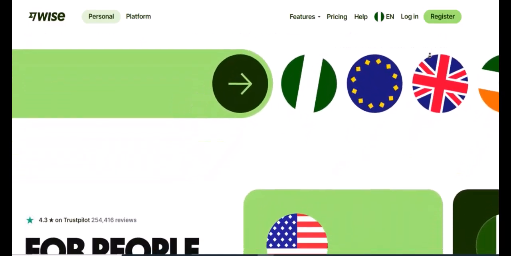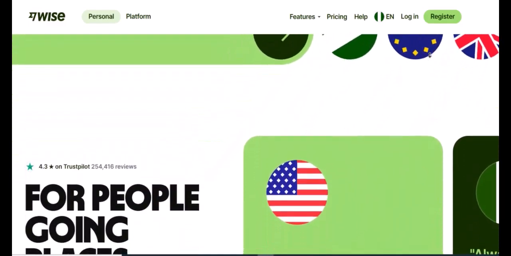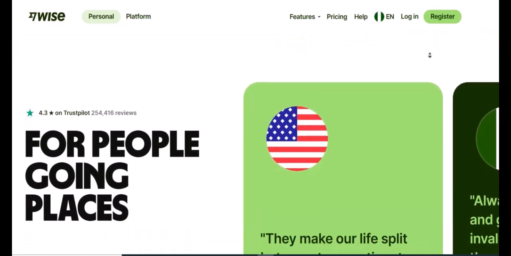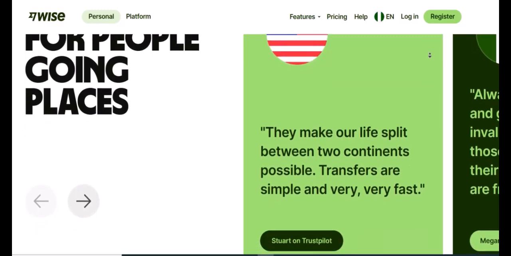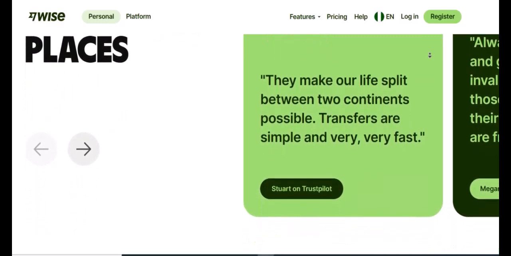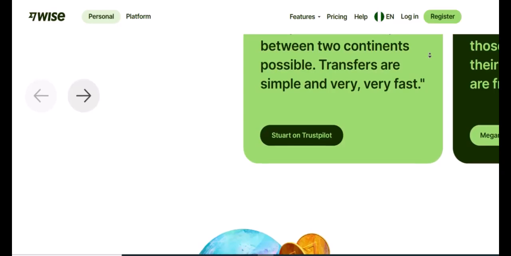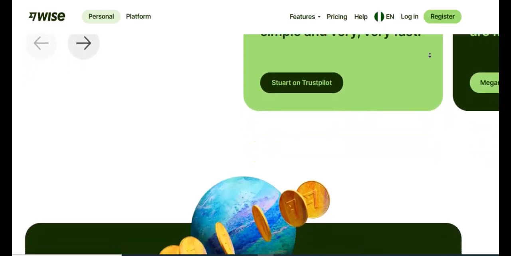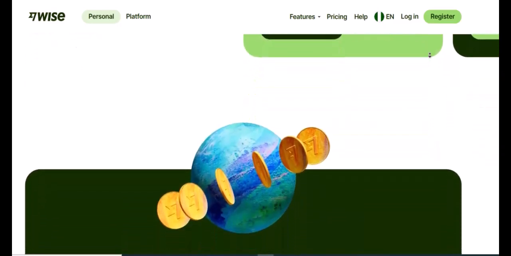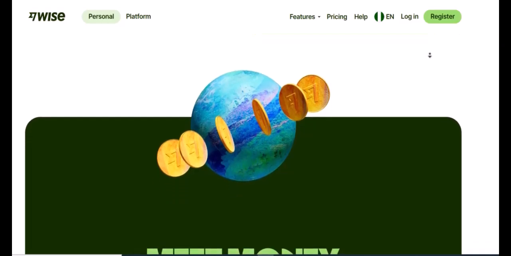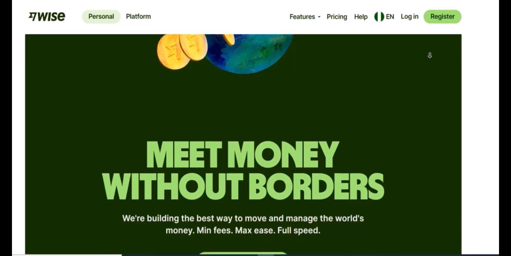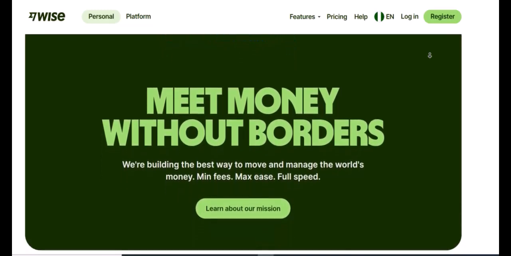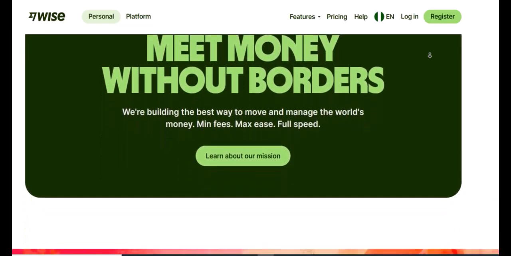Wise for businesses: streamlined global operations. Wise also offers robust business accounts designed to meet the needs of companies operating internationally. These accounts incorporate all the personal account features, plus business-specific tools. Batch payments. Easily pay multiple employees, freelancers, or suppliers in different currencies with a single upload. This saves significant time and effort for businesses with global teams.